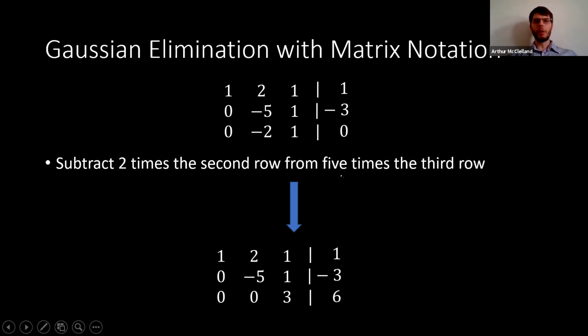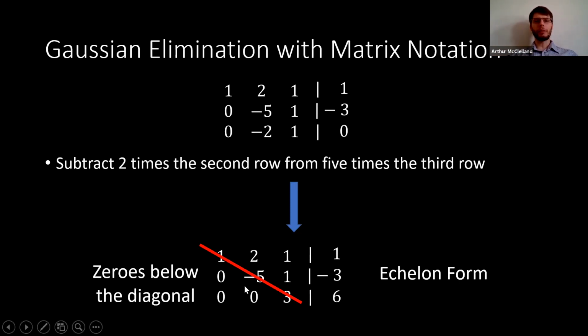We subtract 2 times the second row from 5 times the third row. Now we've zeroed out the y in the third row. And then we're again back to this 3z equals 6. But the interesting thing about the matrix side of it now is that we suddenly have a diagonal and we have zeros below the diagonal. So when you're dealing with matrices, if you can rearrange the matrix into something that has all zeros below the diagonal, that's called echelon form. And echelon form is a very useful way of starting to represent your vectors.